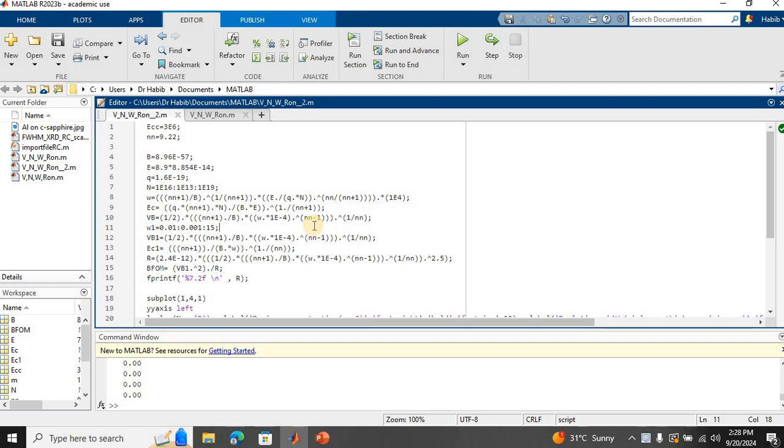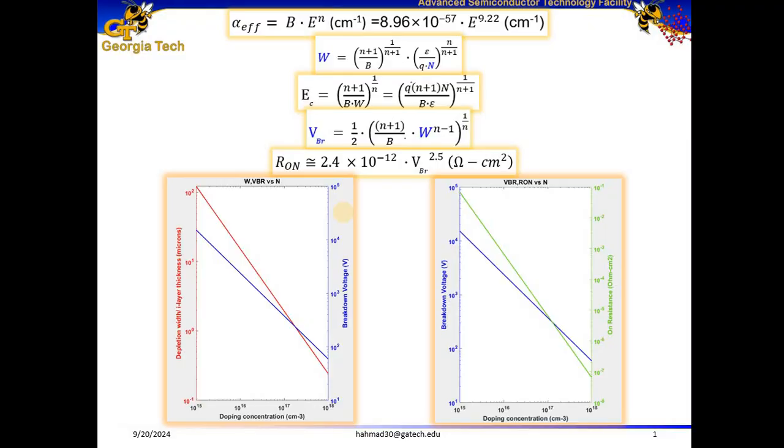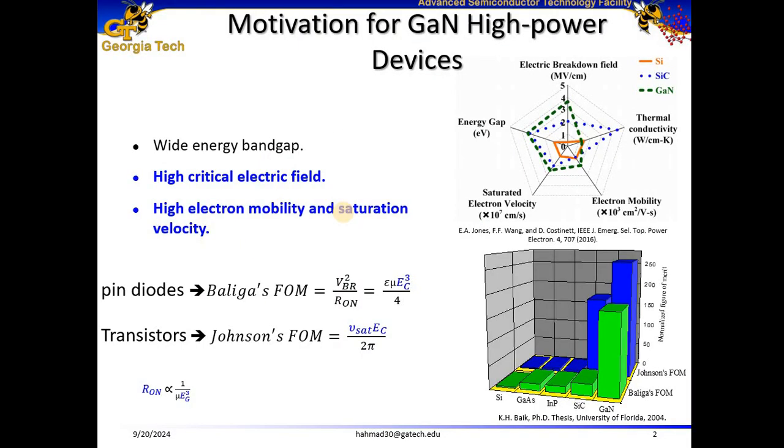Here is the MATLAB code for gallium nitride PIN diode simulation. First, let me give you a brief intro into the topic. Gallium nitride PIN diodes are widely used in high power applications due to their wide energy band gap, high electron mobility, and high breakdown performance. Understanding the breakdown characteristics is crucial for designing devices that can withstand high voltages without failing.